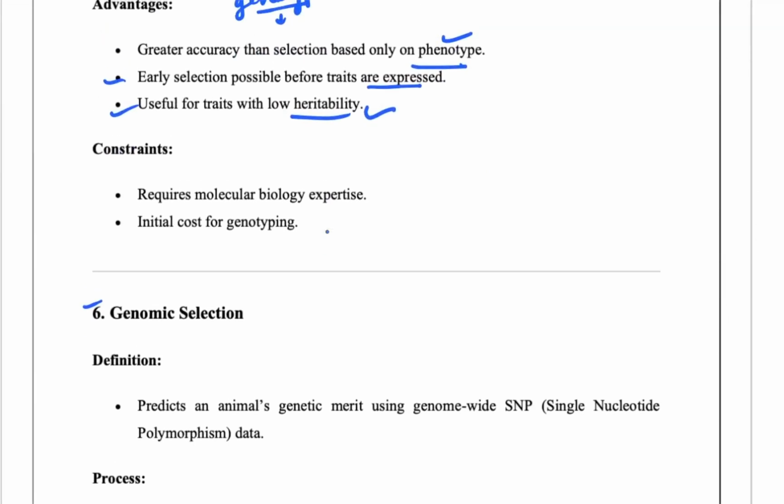And the constraints are, they require molecular biology experts, and there is an initial cost for genotyping. So you have to invest in genotyping. You first need to know the DNA markers, only then you can select, right?